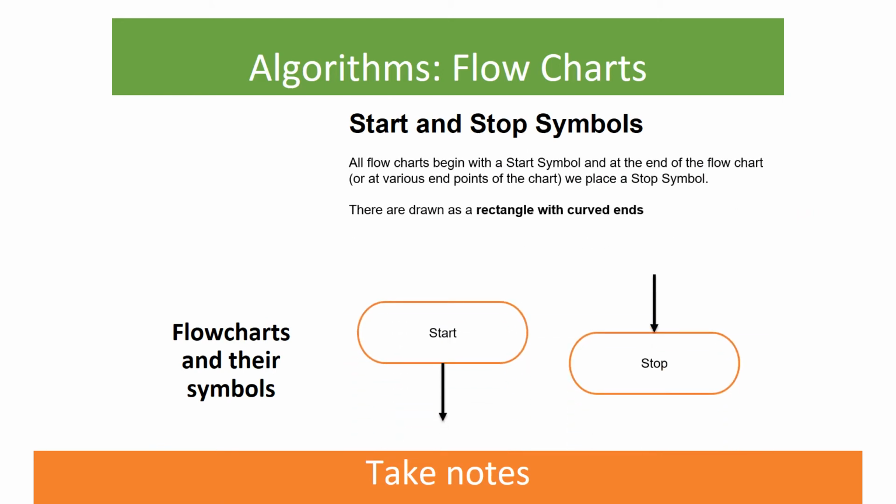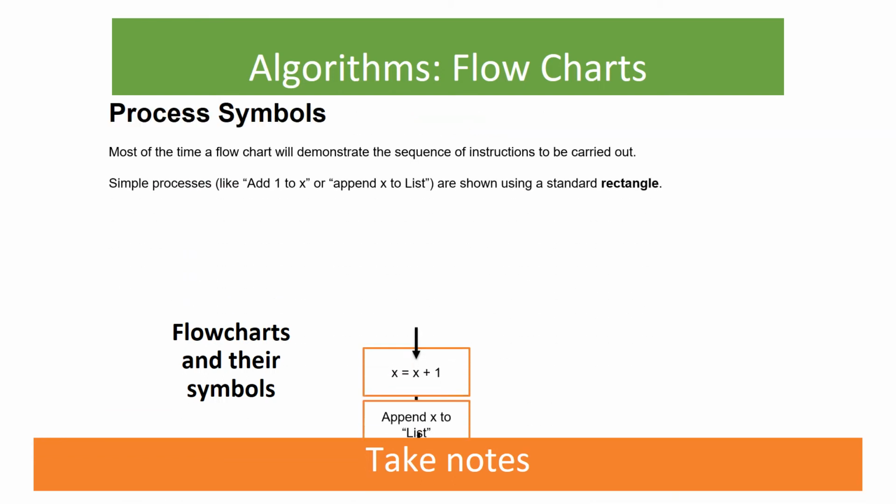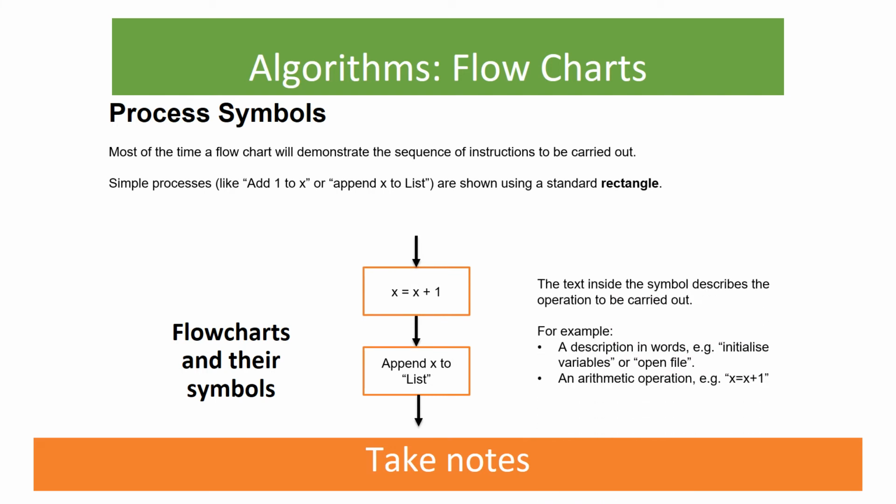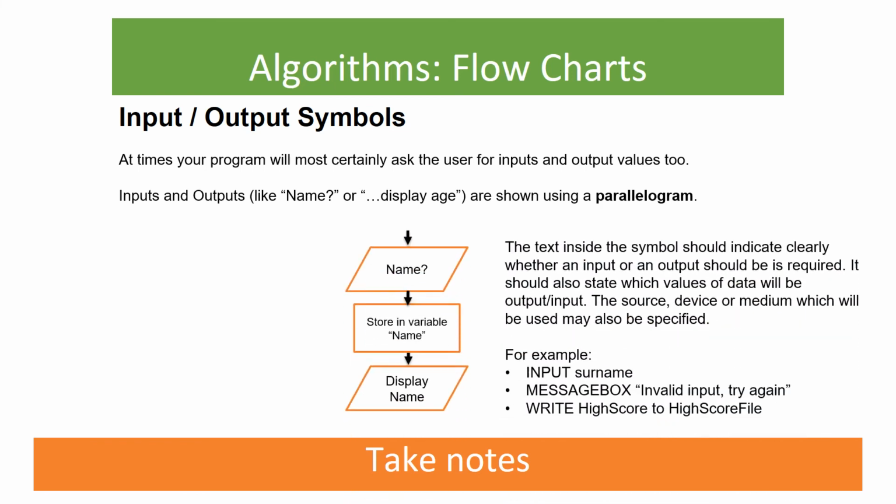Let's have a look at flowcharts. First of all, a flowchart always has a start and a stop symbol. These always start or stop a flowchart, and they are rectangles with curved edges. A process symbol is where a process takes place, such as a simple process like add 1 to X or append X to a list. These are square boxes and usually have text inside them.